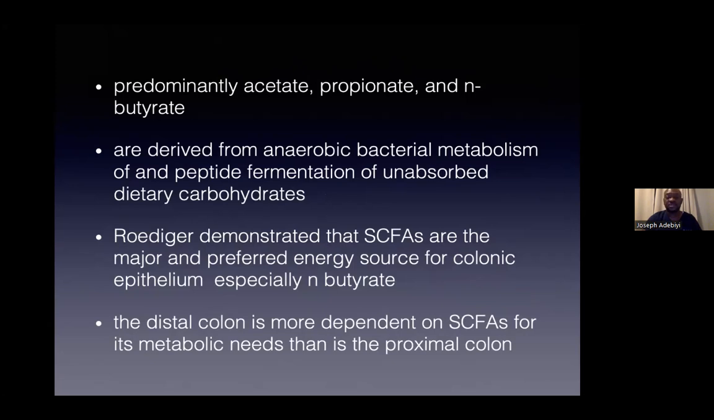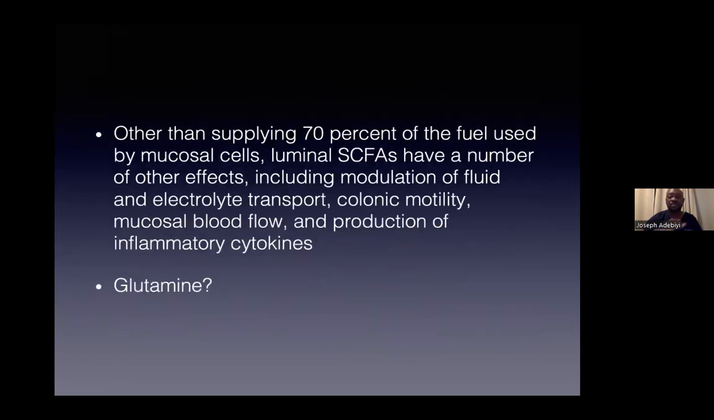And it's also said that the distal colon is more dependent on these short-chain fatty acids for its metabolic needs. So when you now divert part of the colon from the mainstream, you don't find the constant flow of short-chain fatty acids, and this would then lead to inflammatory changes, and then would cause colitis.